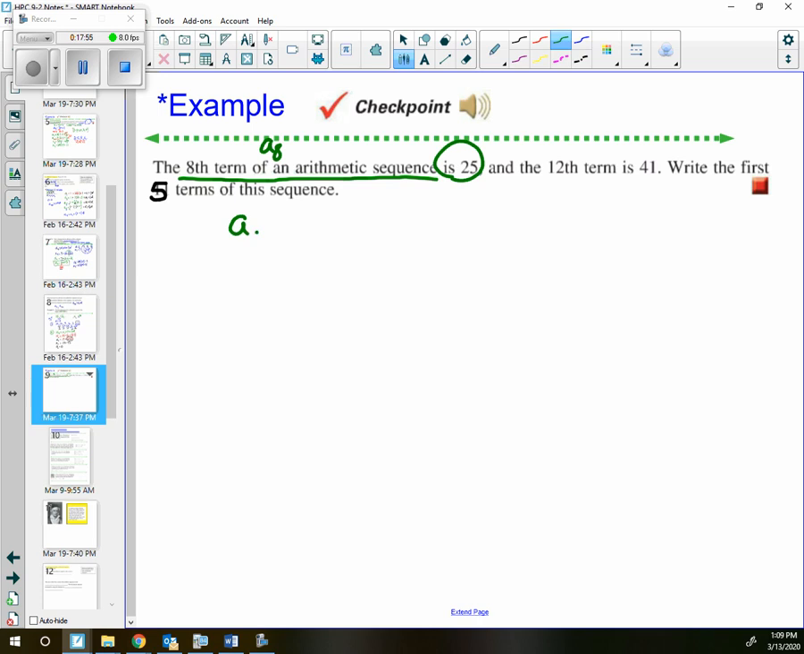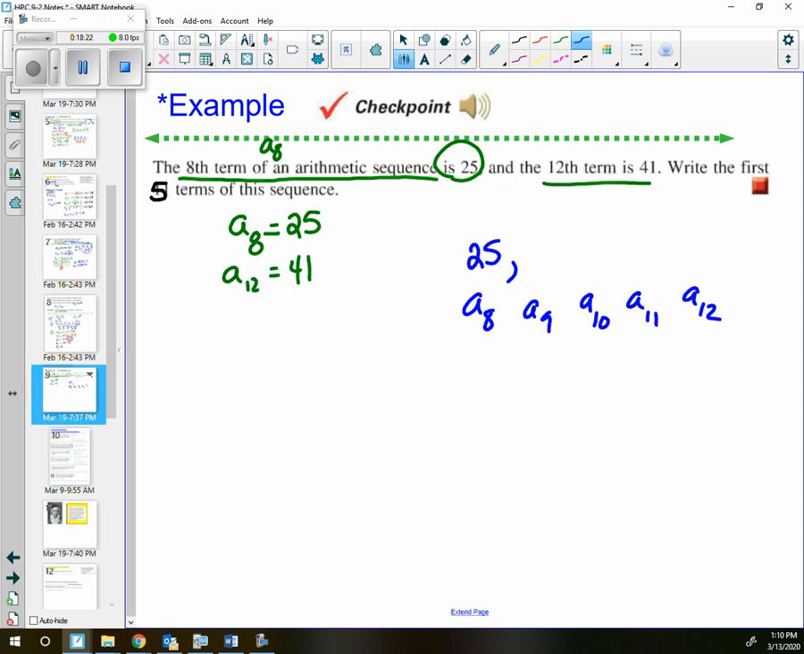Gotcha. So they're giving us non-consecutive terms here. So the 8th term is 25, so A sub 8. The 12th term is 41, so A sub 12 is 41. Write the first 5 terms of the sequence. So really they want to have you find 1, 2, 3, 4, 5. Okay, well, here's what you know. Sometimes it's helpful to kind of visually write this out. So you have A8, which is 25. You do not have A9, you do not have A10, you do not have A11, but you have A12, which is 41. So in between the 2 terms you know, there are 3 terms that you don't have.